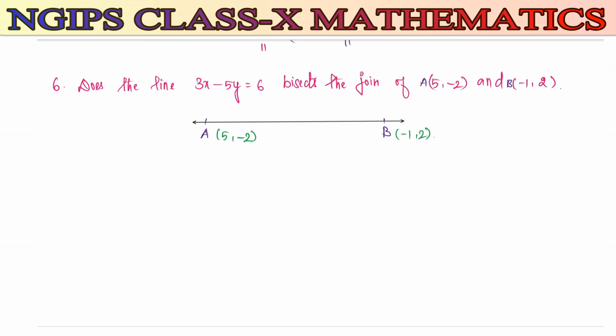Now, does the line 3x minus 5y is equal to 6 bisect, which means divides into two equal parts, the join of A and B? I can consider the line 3x minus 5y is equal to 6. This particular line which divides AB into two equal parts, you can consider this is a point P. AP is going to be equal to PB. This particular point P divides AB into two equal parts. Therefore, we can say it is a midpoint.